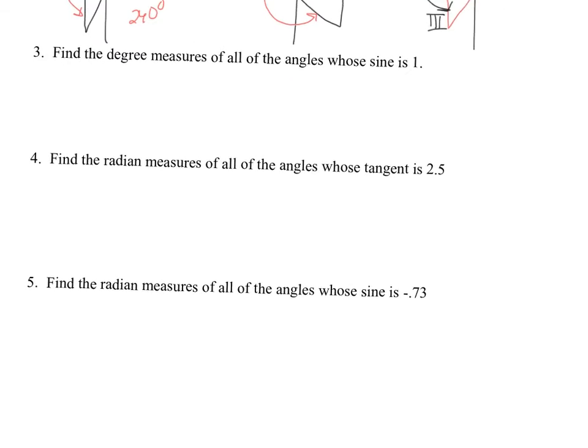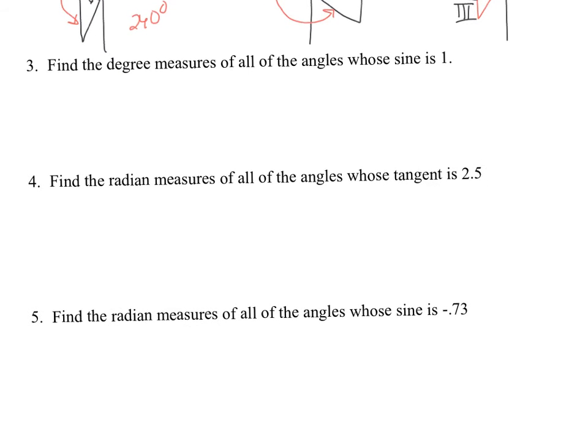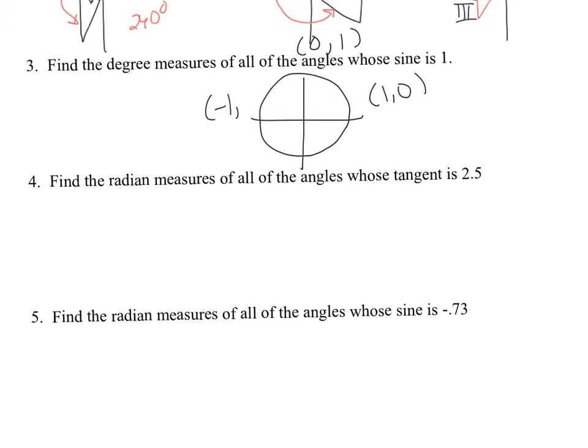Number 3, find the measures of all angles whose sine is 1. We're still going from 0 to 360 degrees. So if you think of the unit circle, sine is the y value. So right here is 1, 0. Right here is 0, 1. Negative 1, 0. And 0, negative 1. So the sine is 1 at 90 degrees.